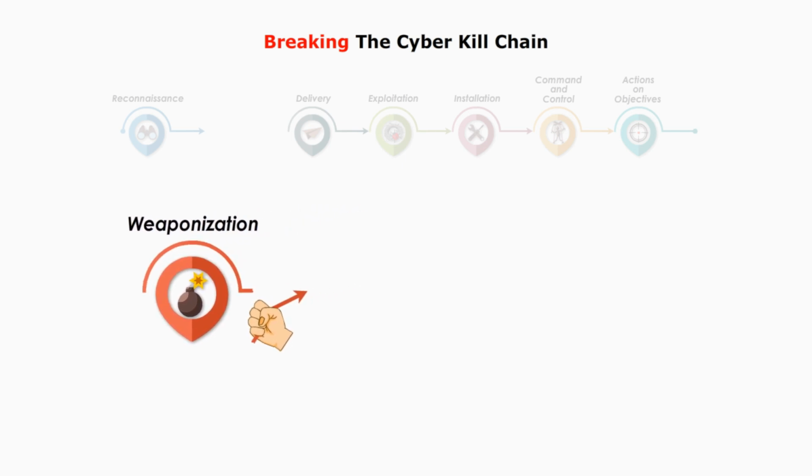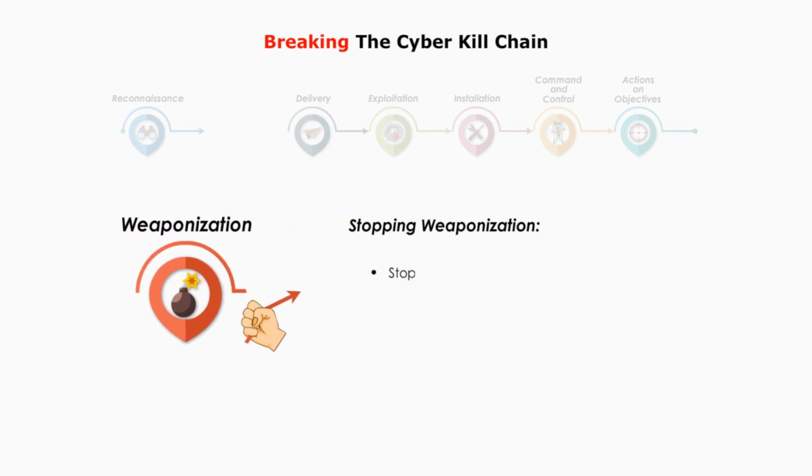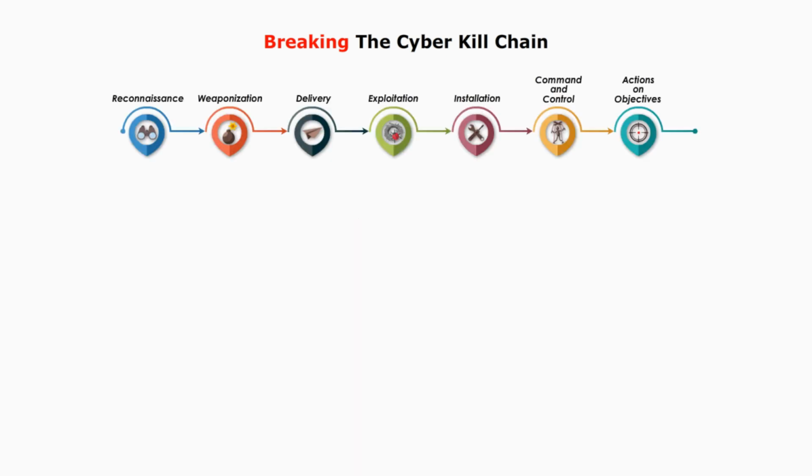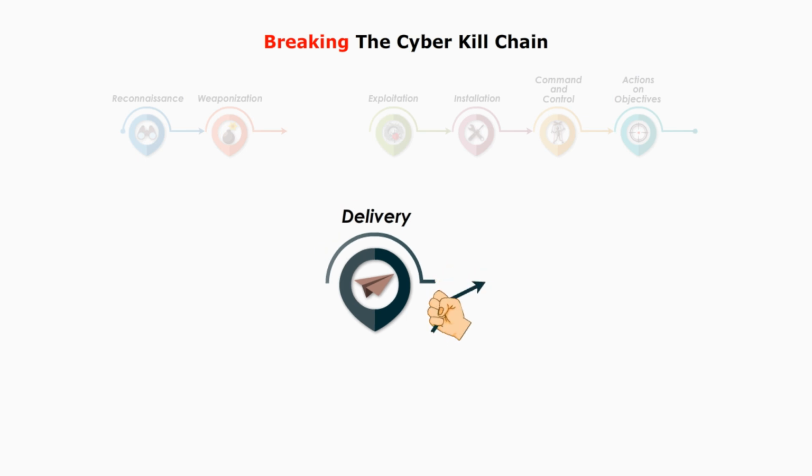Stopping weaponization. Stopping the first stage, reconnaissance, would disrupt this stage. Otherwise, there's not much we can do at this stage. Stopping delivery.